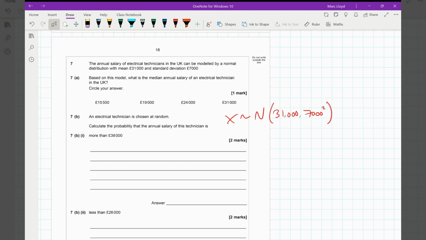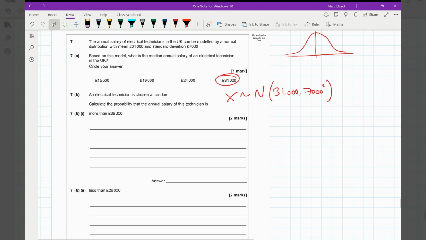Well, in the normal distribution, where it's like this, whoop, that's awful. I'll try again. Okay, that'll do. This point here is not only the mean, but it's the mode and it's the median. So that means that 31,000 is the median value.